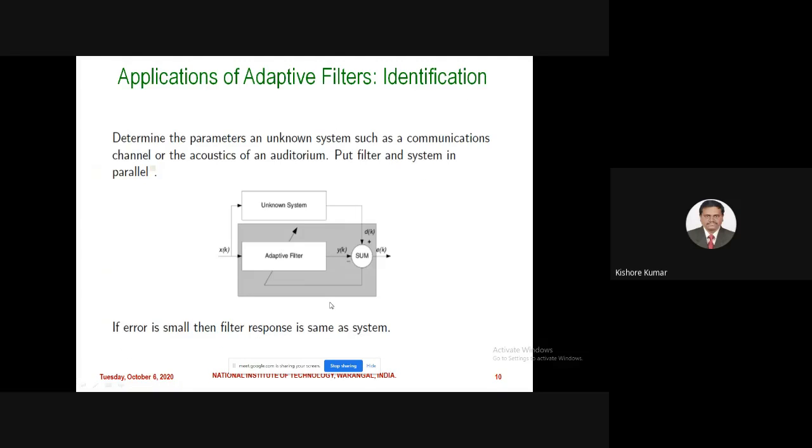So some of the applications of the adaptive filters are, the first one is identification: determine the parameters of an unknown system, such as a communications channel or the acoustics of an auditorium, by putting the filter and system in parallel. So adaptive filter, unknown system, we can use these. If the error is small, then the filter response is the same.